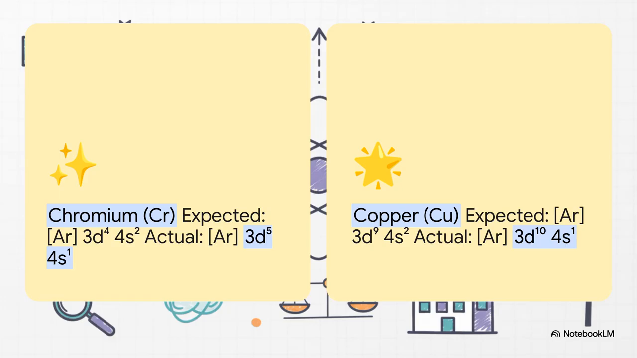Take a look at chromium and copper. Based on all our rules, we'd expect their electron configurations to look like the ones on the left. But that's not what we actually see in nature. What really happens is that one of the electrons from the 4s subshell actually jumps up to the 3d subshell. Now, why on earth would it do that? It's moving to a higher energy level.